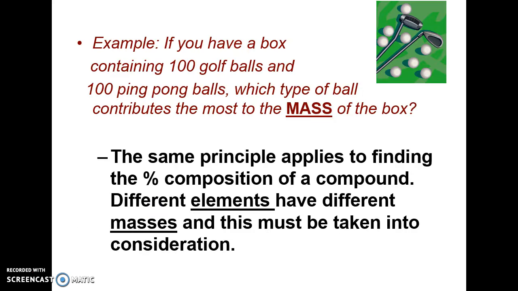So if I had a mixture of golf balls and ping pong balls, the largest percentage of the mass would be contributed by the golf balls, since each golf ball has a larger mass than each ping pong ball. And the same principle applies to finding the percent composition of a compound. Different elements have different masses, and this must be taken into consideration.